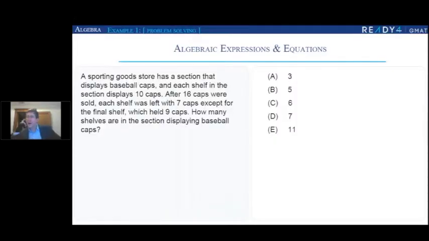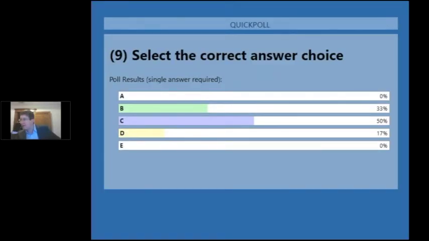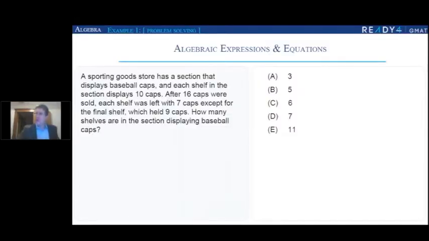Okay, well, I don't have a lot of votes, but it looks like half for C, also some for B, and even one for D, I think. So let me show maybe two different ways of thinking about this problem. One is more through algebra, and one is more through plug-in.